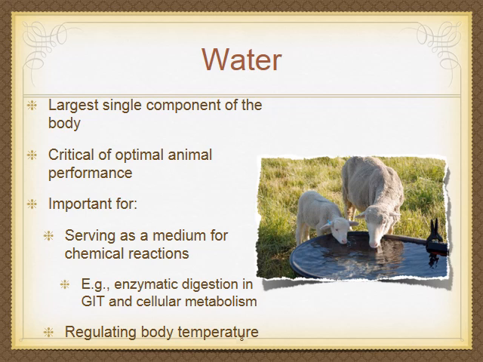So the first nutrient that I'm going to focus on is water, which is the largest single component of the body. It makes up our blood, and it allows for the critical and optimal performance of the animal. It's important for serving as a medium for chemical reactions. It's necessary for digestion and for cellular metabolism. Water is also important for regulating body temperature. And some of the common sources of water include wells, streams, farm ponds, reservoirs, and plants.